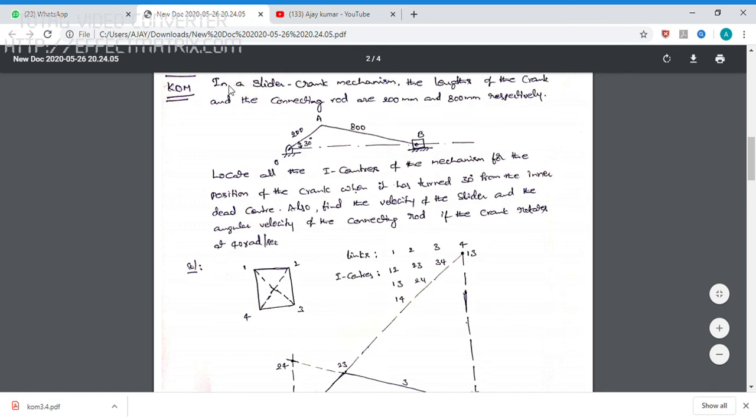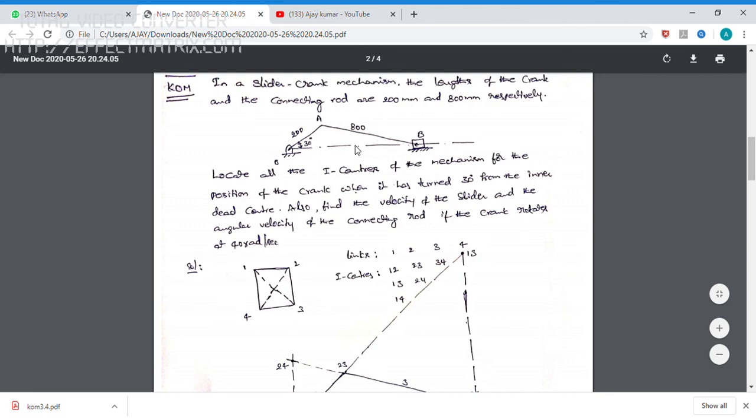First of all, I will read the problem. In a slider crank mechanism, the length of the crank and the connecting rod are 200 mm and 800 mm respectively. If you observe this diagram, this is the crank OA and AB is the connecting rod. Its distances are measured above. Locate all the instantaneous centers of the mechanism for the position of the crank when it has turned 30 degrees from the inner dead center. Here it is moving from the inner dead center to the outer dead center, like a piston moving from IDC to ODC.